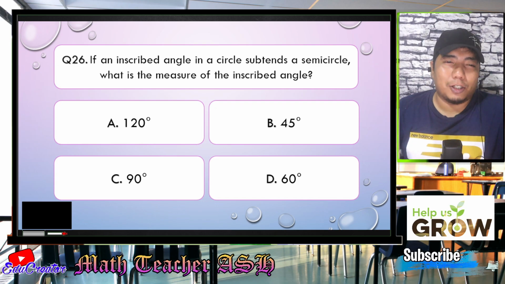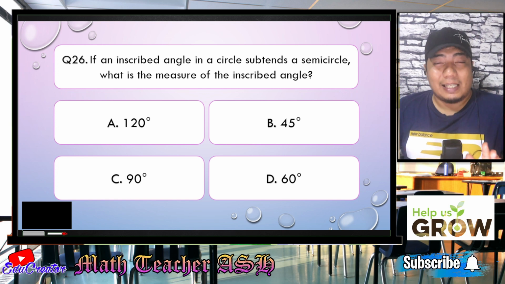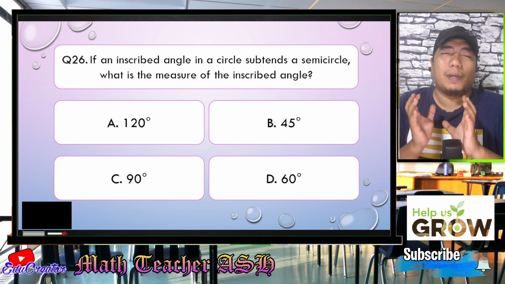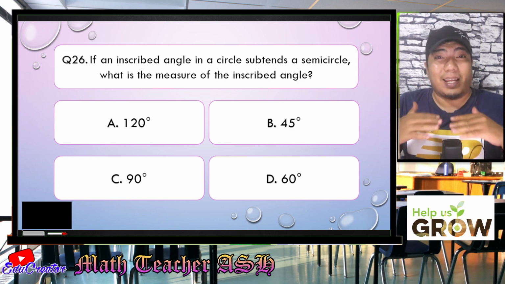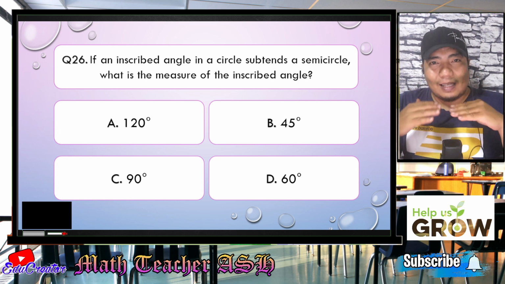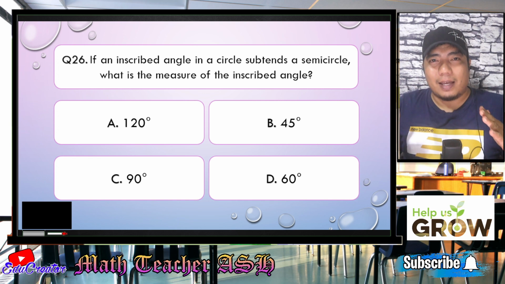All right, math learners, remember this. A semicircle is half of the circle. So the whole circle is basically 360 degrees, and half of that is a semicircle. That is 180 degrees.